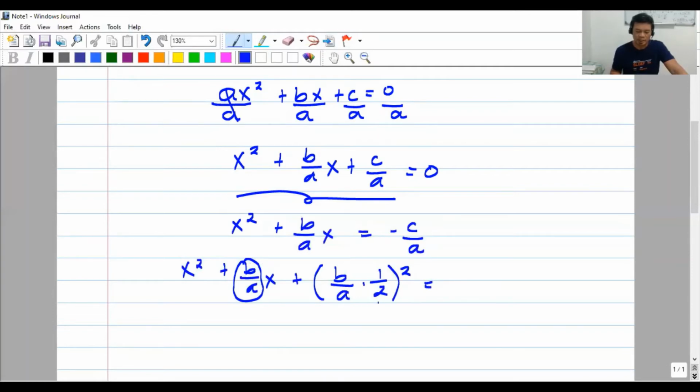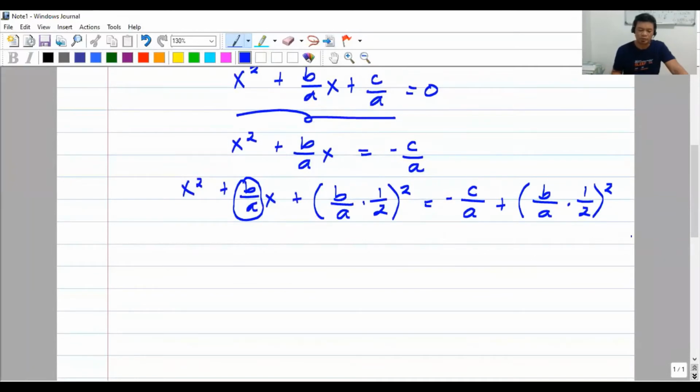Since this quantity is added here, we have to add the same quantity to the other side to preserve the meaning of the original equation. So negative c over a plus b over a times 1 over 2, squared. Adding the same quantity to both sides of the equation will not change the meaning of the original equation. Next, we have x squared plus b over a x.